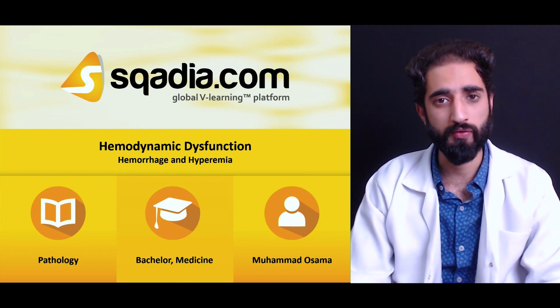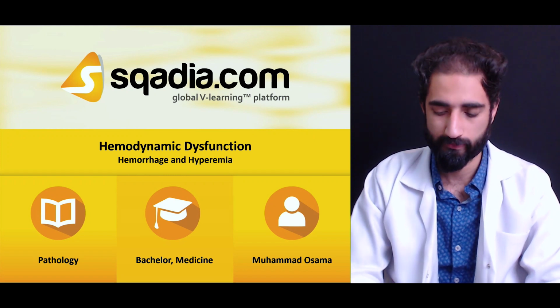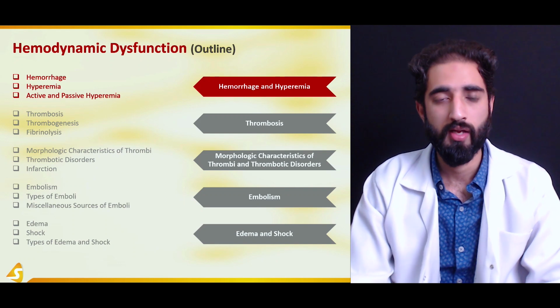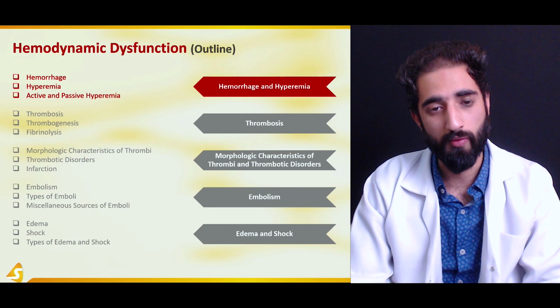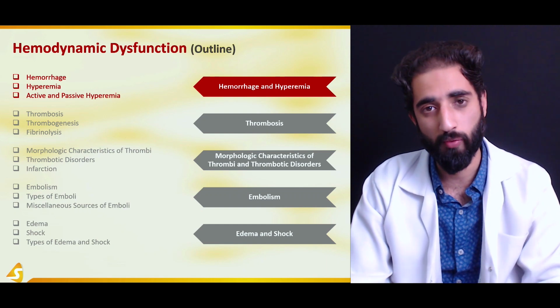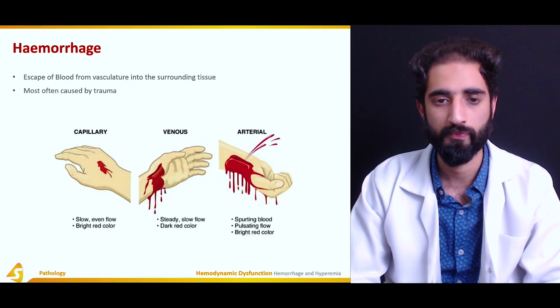In the first part of this lecture, we are going to talk about hemorrhage and hyperemia. And in this lecture, in addition to hemorrhage and hyperemia, we're also going to talk about the types of both, as well as active and passive hyperemia.